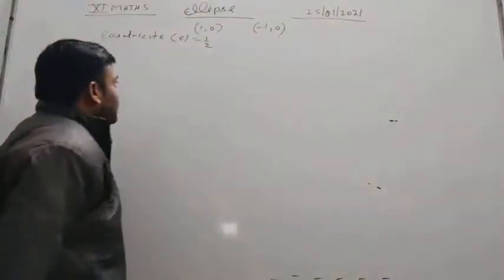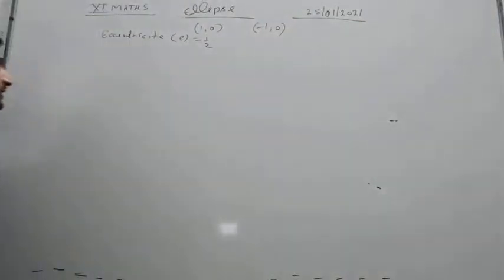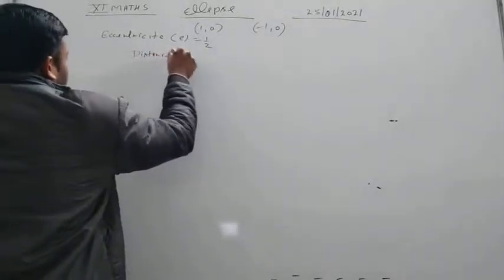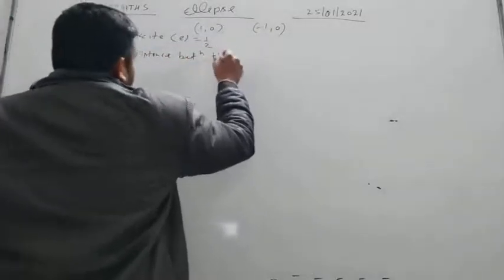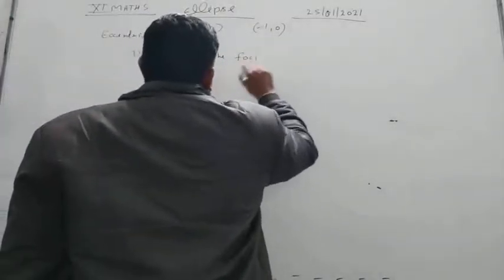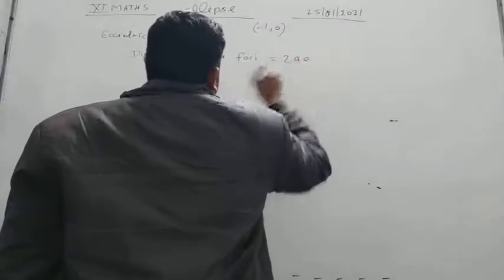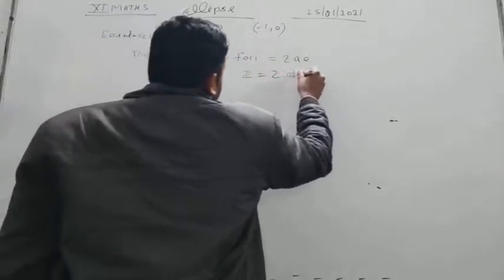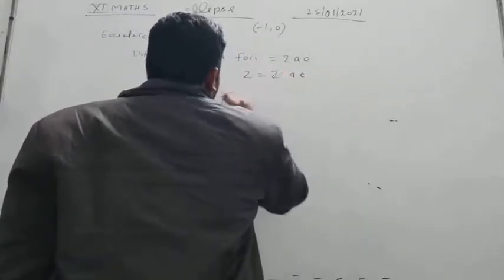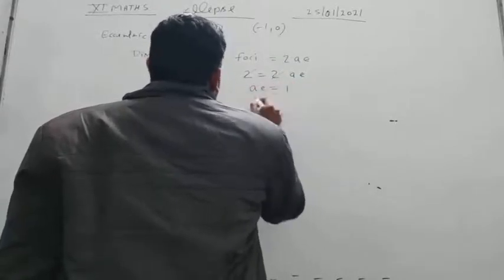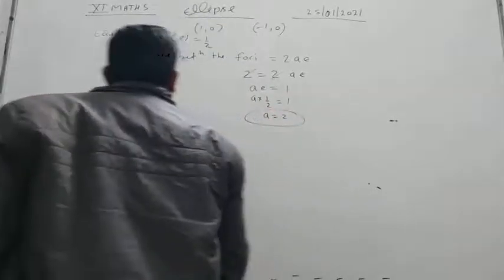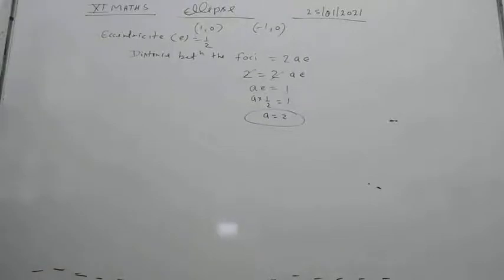and here we are seeing that we don't have a or b, so first we will write the distance between the foci, which is 2ae. The distance between the two foci is 2, so 2ae equals 2, and this 2 and 2 will cancel, so ae is equal to 1, and e is 1 by 2, so a is 2. Okay students, so from here we are getting our a.